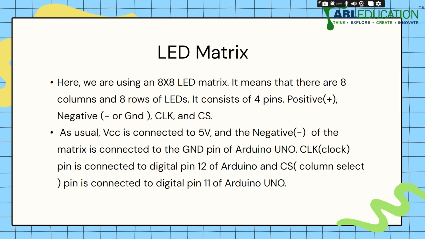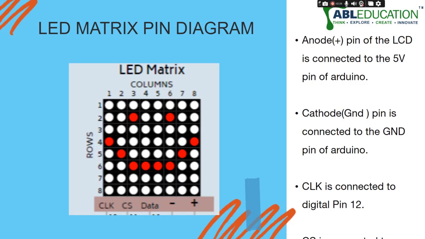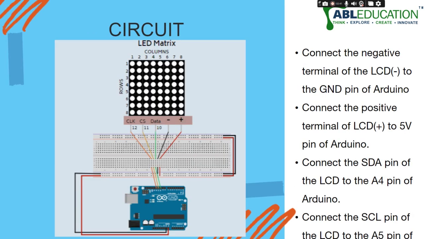VCC is as usual connected to the 5-volt pin to power up our LEDs. The negative of the matrix is connected to the ground, as we all know, and the clock pin is connected to digital pin 12 and CS, column select, to digital pin number 11. This is used to clock, that is synchronize, and the second to select the column. Now this is the simple pin diagram of the connection. Anode is 5 volts, cathode is ground, clock CLK is digital pin 12, and CS, the column select pin, is connected to digital pin number 11.